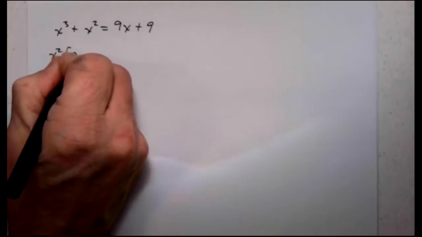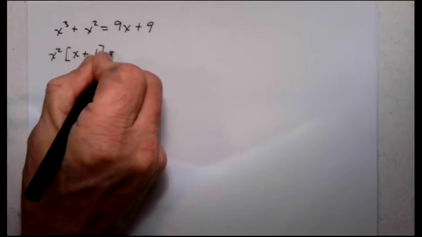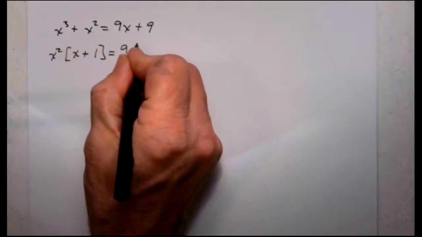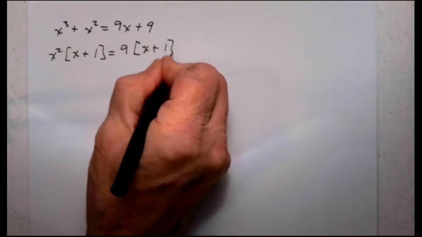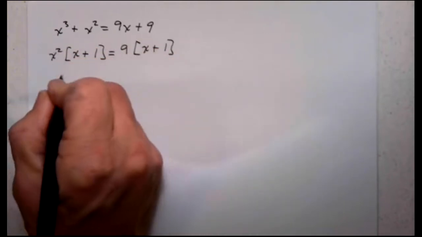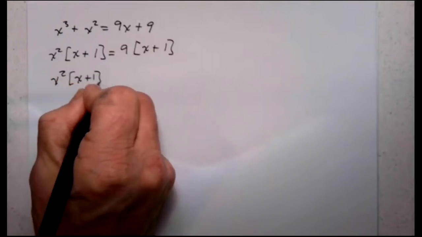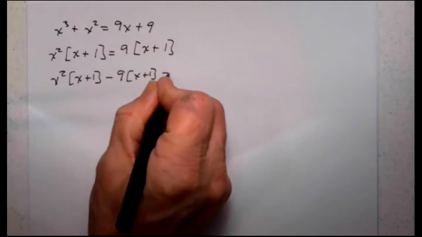X cubed divided by x squared is x. X squared divided by x squared is 1. So on the left side, I get x squared times x plus 1. On the right side, I'm going to factor out a 9, and I get 9 times x plus 1. X divided by 9 is x. 9 divided by 9 is 1. Let's go ahead and subtract. So I have x squared times x plus 1 minus 9 times x plus 1 is 0.